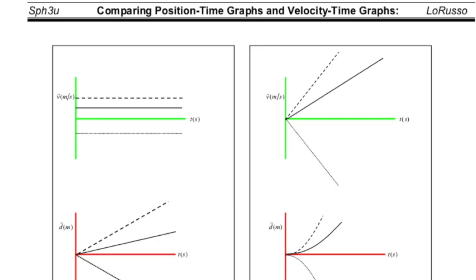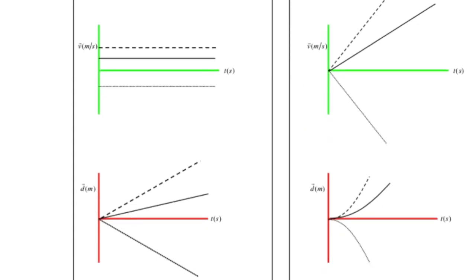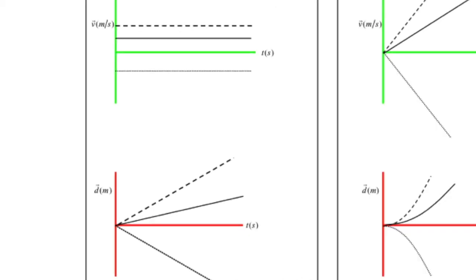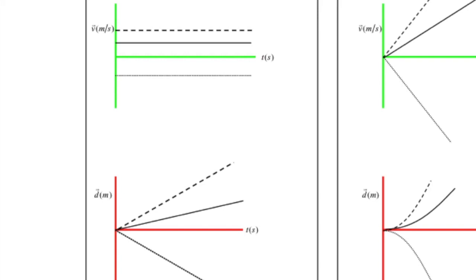So a final word on comparing position time graphs and velocity time graphs. I've generated a file here showing you various scenarios of how a V versus T turns into a D versus T and vice versa. So we're going to focus on these two right here. Let's take a look at the dashed line.